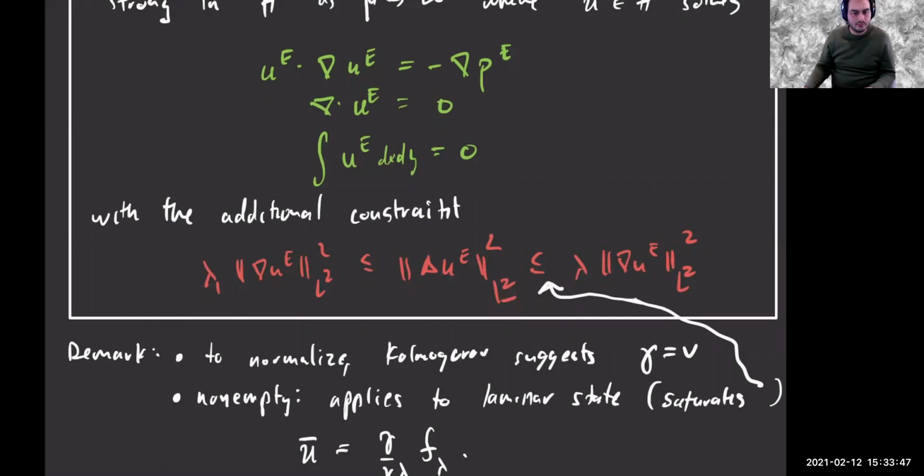Was there a question? I don't understand the notation of the norms. Which is H2 and which is H1? I can't tell from the notes. So this is the H2 because this is the Laplacian of the velocity in L2 squared. Oh, I see, the triangle's upside down. Okay, good.